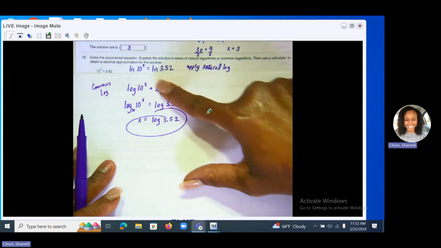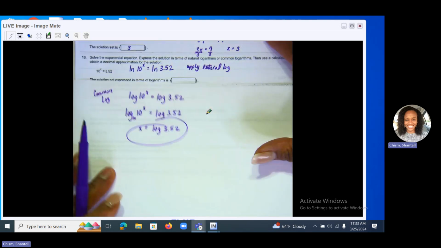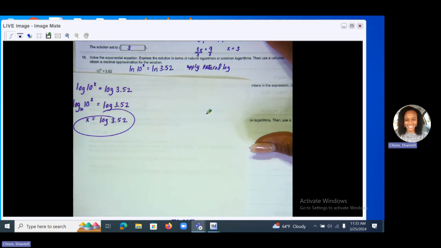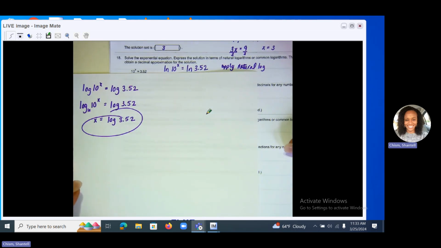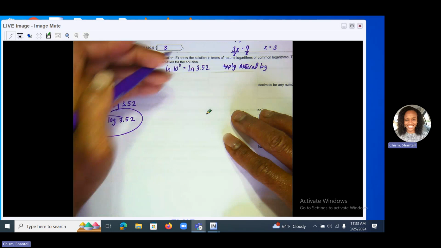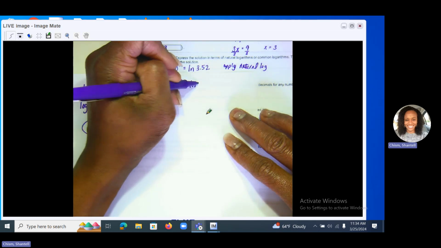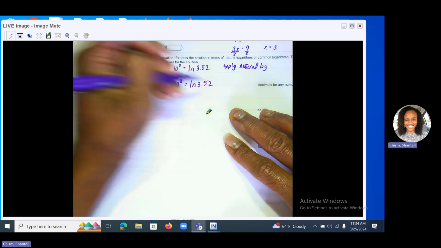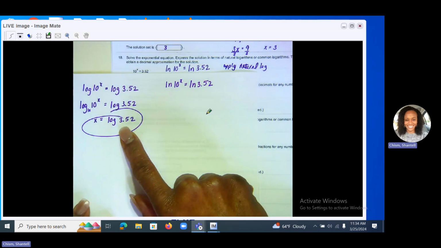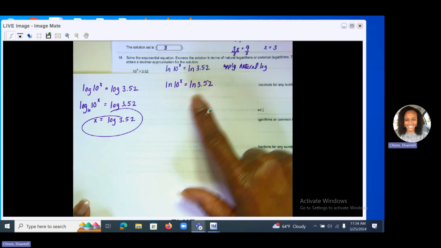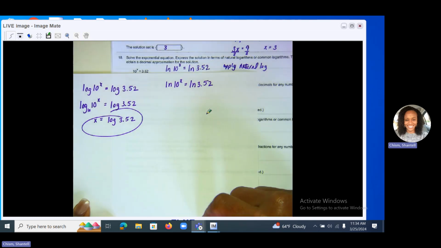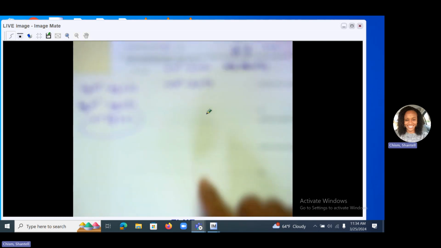Natural log is ln. Let me work that one as well. Let me work both ways. I'm going to slide this over here this way. So in this case, ln of 10 to the x equals ln of 3.52. I want to show you that it might look different, the final answer, but approximation, it will be the same. Okay, and they would take both answers.